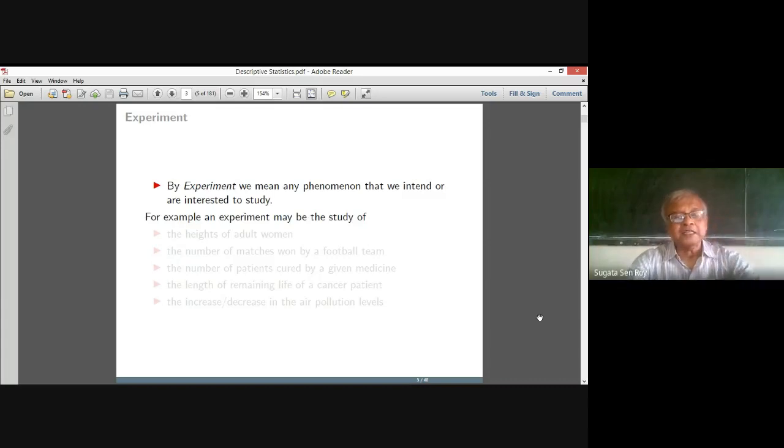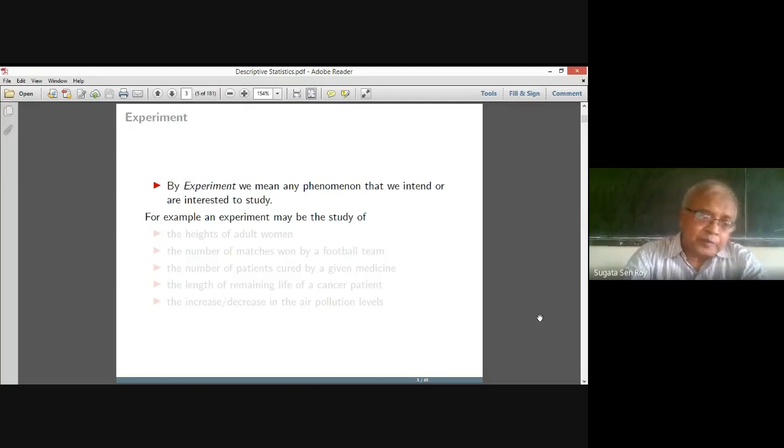But before that, let me come to what is meant by experiment. By experiment, we mean any phenomena that we intend or are interested to study. Whenever we talk about experiment, we have a feeling that we are in a lab mixing chemicals and things like that. No, it's not that. Experiment can be studying any phenomenon. Maybe looking at the sky and counting the number of stars there in a particular area of the sky, etc. Those can be experiments as well.